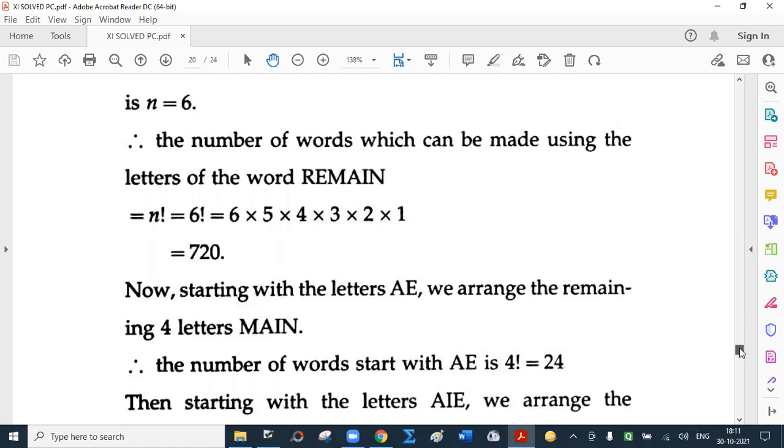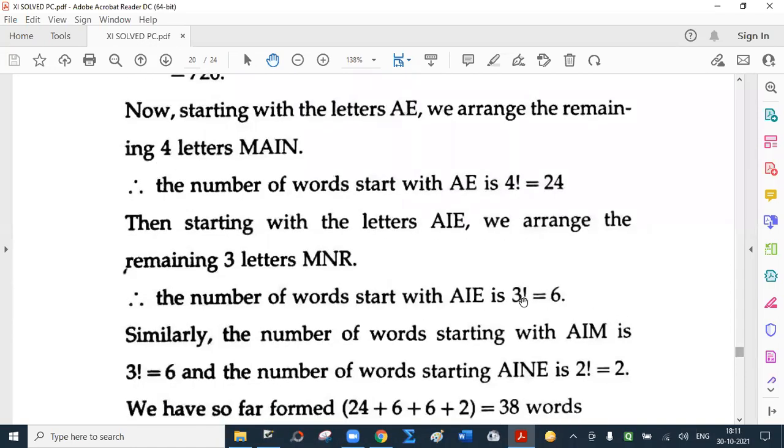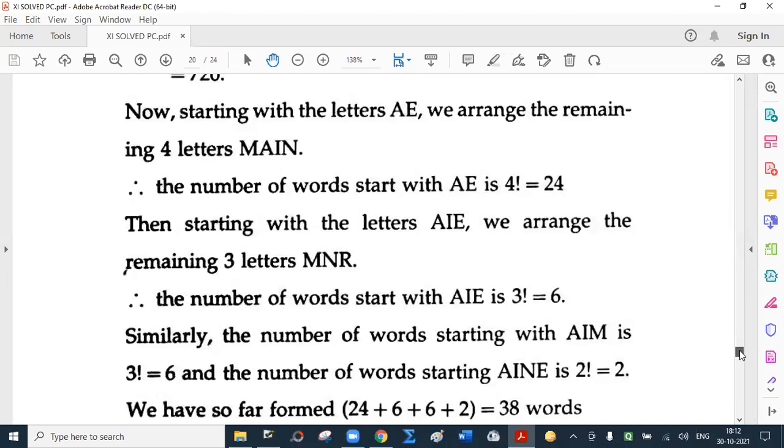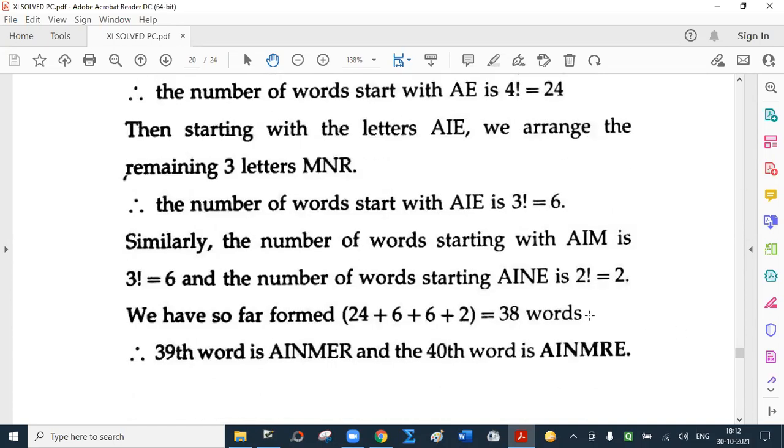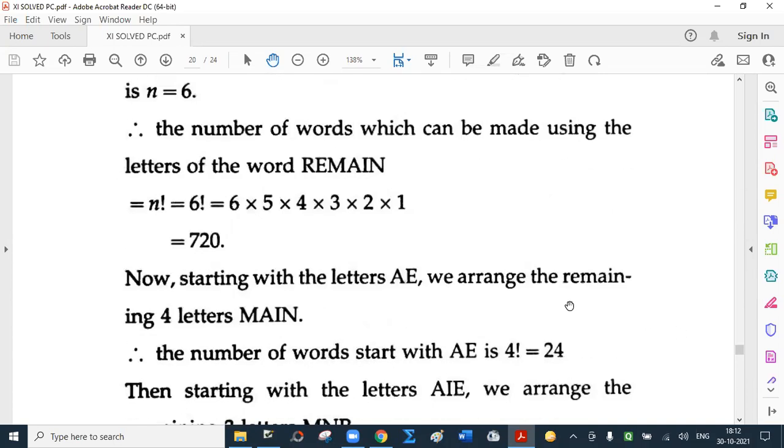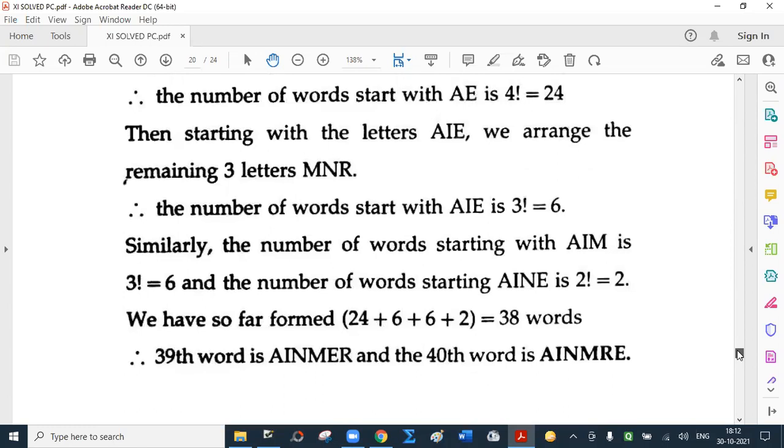So the remaining 4 letters can be arranged in how many ways? 24 ways. Then starting with the letters AI, 4 more are to be arranged, so it can be done in 6 ways. Similarly, the number of words starting with AIN is 3 factorial, that is 6. And the number of words starting with AINE is 2 factorial. Why? Because these 4 are fixed. The remaining 2 can be arranged in 2 factorial, that is 2 ways. Okay. So what is the total then? 24 plus 6 plus 6 plus 2, that is 38 words.